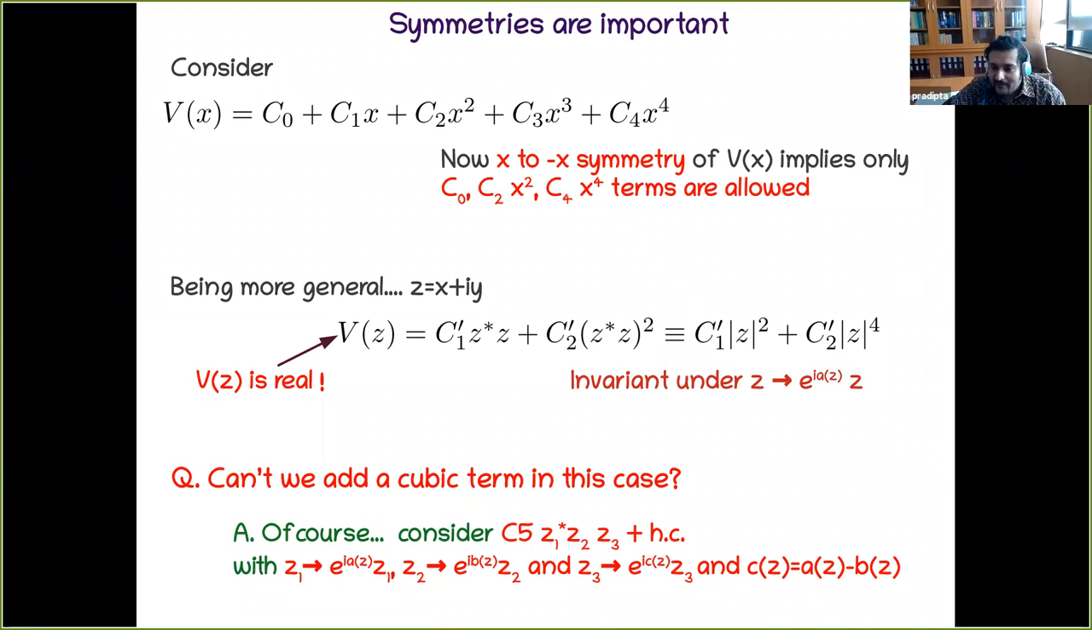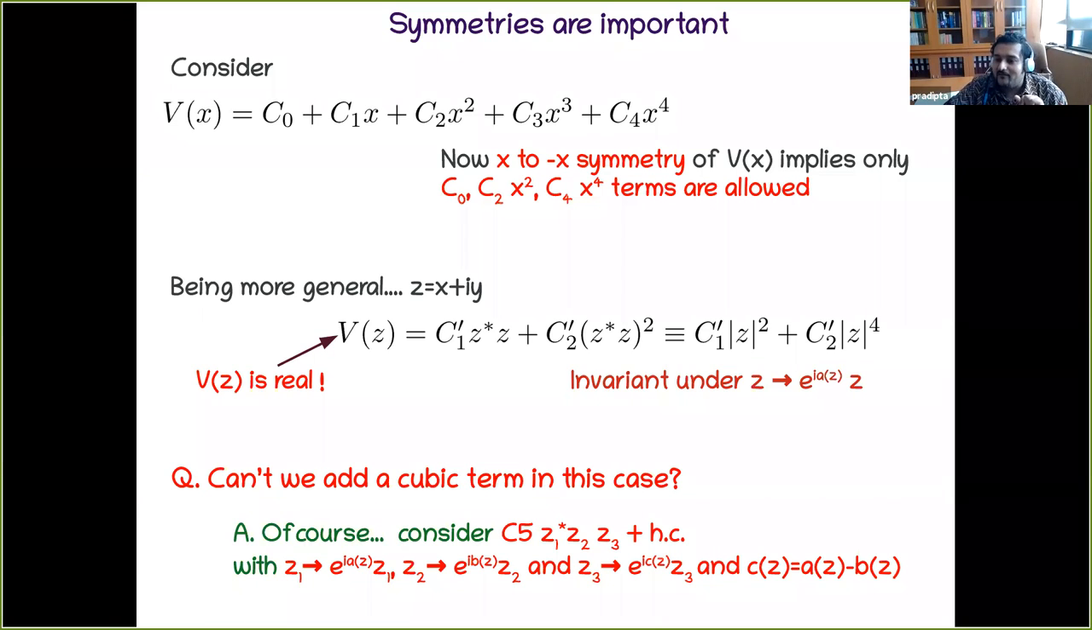Now there is a generic question: given this kind of symmetry, is it not possible to add a cubic term in this case? Of course, you cannot add a cubic term which is trilinear in z, because that is going to spoil the symmetry. But if you have a term which is a combination of three different z, for example, as I wrote here, z1 star, z2, and z3, and you apply a suitable transformation, and there is a relation between the corresponding transformations A, B, and C, you can still keep this term invariant. And this HC is nothing but the Hermitian conjugate, because at the end of the day, I want to keep my potential real, because I'm going to associate this with some physical system. So under this particular kind of transformation, I can add a cubic term in the potential.